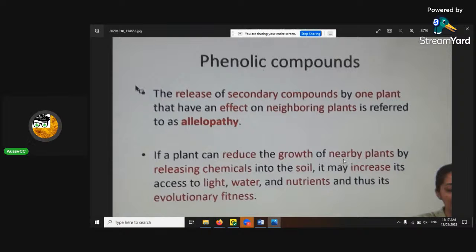If a plant can reduce the growth of nearby plants by releasing chemicals into the soil as well, it may increase its access to light, water, nutrients, and its evolutionary fitness. Because plants are always looking to get the best out of themselves, and to reproduce if they're under too much stress, because they want to continue.